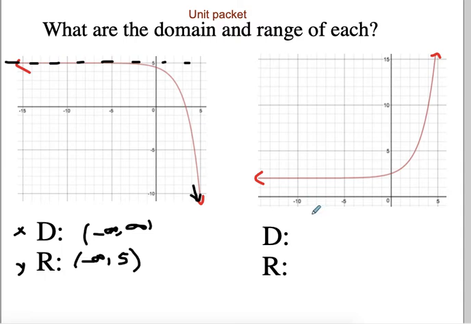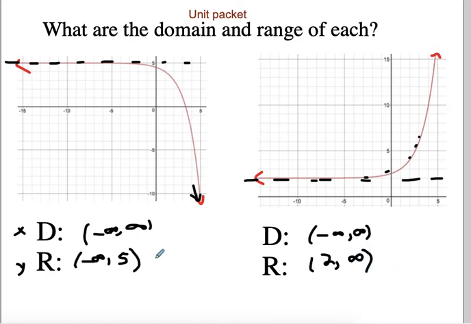And for this last one here, domain is, again, negative infinity to infinity. It goes all the way left, all the way right. But the range is where it's different. The lowest point my graph goes is whatever this value is. This looks like it's at 2. So that's my lowest point in the graph. And the highest point, how far up does my graph go? All the way up to infinity.